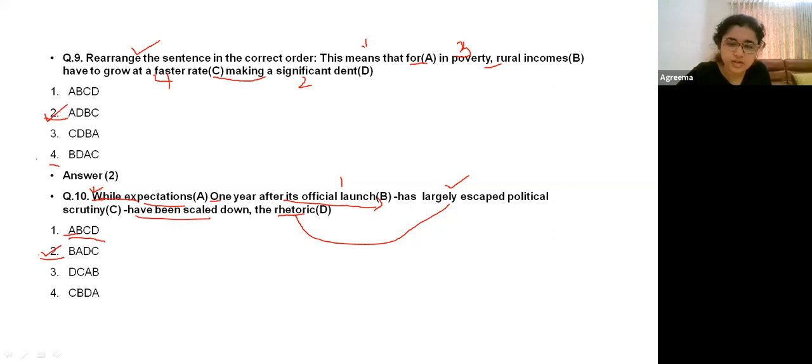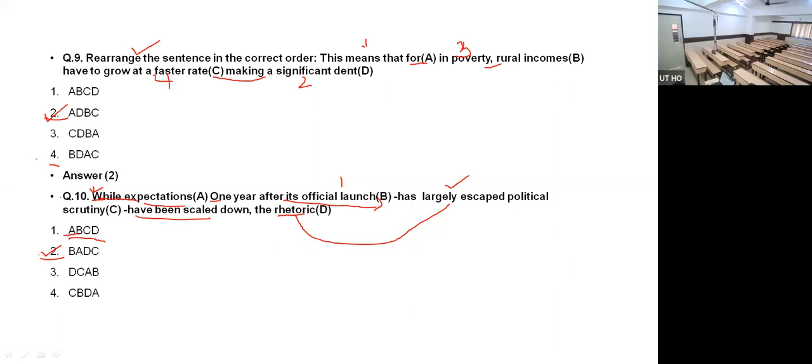I'm just saying, okay, let's read it in that way. Suppose we read it with option A in the beginning. It says, "While expectations has largely escaped political scrutiny, have been scaled down the rhetoric, 1 year after its official launch." That really doesn't make sense. So when you have nothing else to do, at least go for an option that makes sense. Right? Okay. Let's look at it.